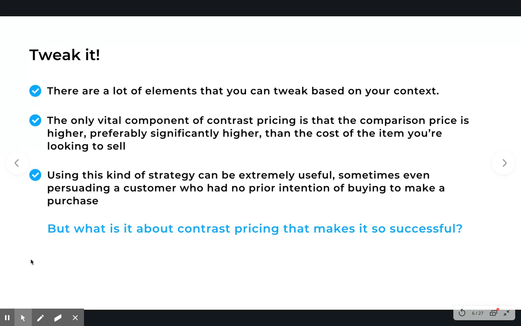There are lots of elements that you can tweak based on your context. The only vital component of contrast pricing is that the comparison price is higher, preferably significantly higher than the cost of the item you're looking to sell. Using this kind of strategy can be extremely useful, sometimes even persuading a customer who had no prior intention of buying to make a purchase. But what is it about contrast pricing that makes it so successful?